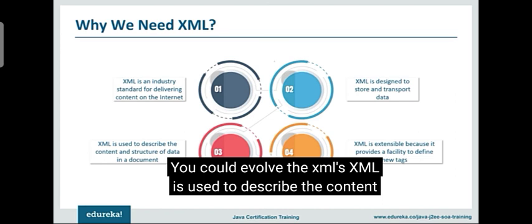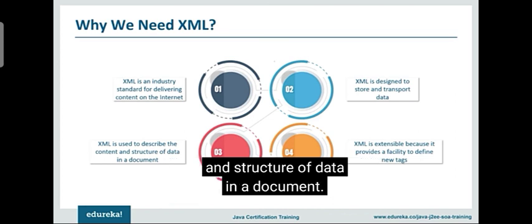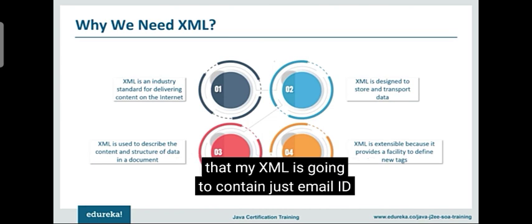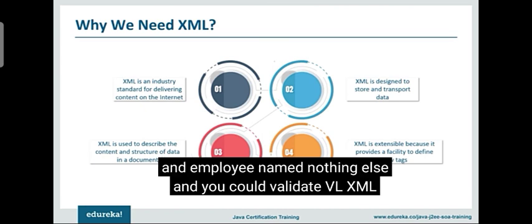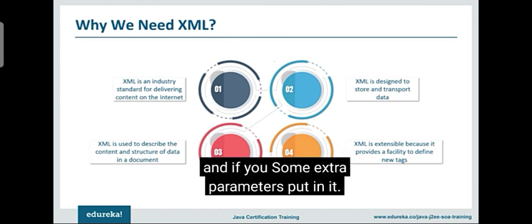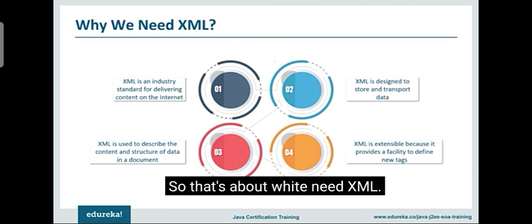XML is used to describe the content and structure of data in a document. So it has its own schema, and you can say that my XML is going to contain just employee ID and employee name, nothing else. And you could validate the actual XML that you have against this schema. If you have some extra parameters put in, it would throw you an error. So that's about why you need XML.